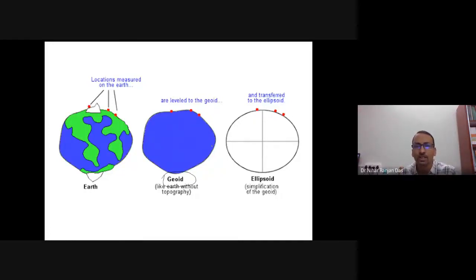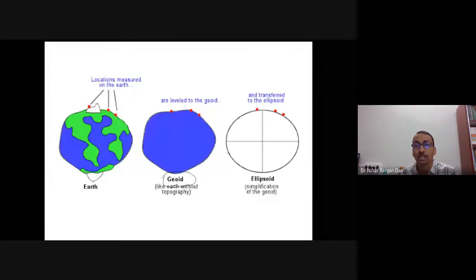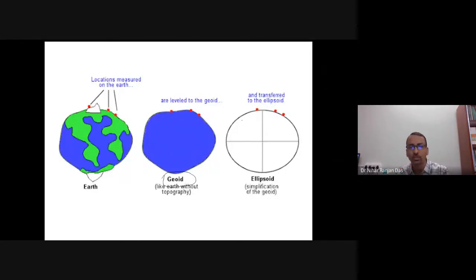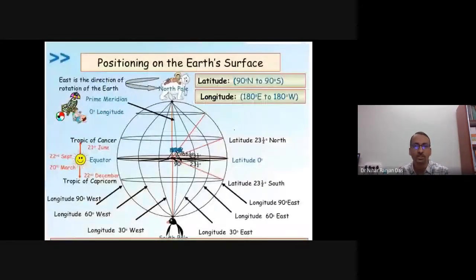So for these calculation purposes, this is not the actual shape, but we have simplified the shape of the Earth to be an ellipsoid, and based on that, we usually calculate the coordinates, the measurements, everything. So this is the positioning system on Earth.